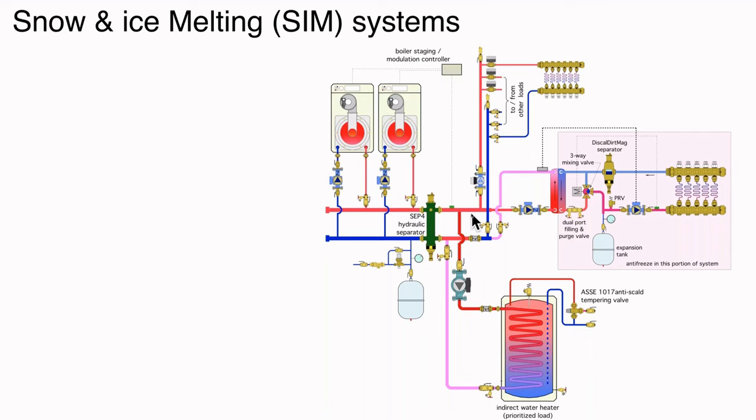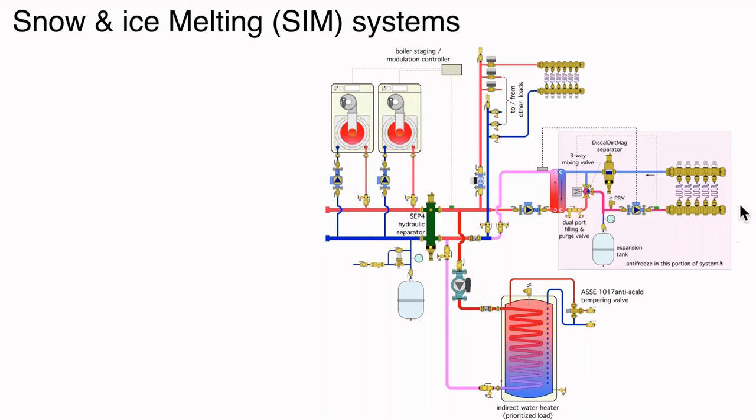And then we just come out basically to a header system. We have a variable speed pump here going off to zone valves that go out to space heating loads. All right. Down here, I'm showing an indirect water heater, and I've got the term prioritized load. We'll talk about that in a second. And then the other load is we're pumping through the primary side of a braze plate heat exchanger.